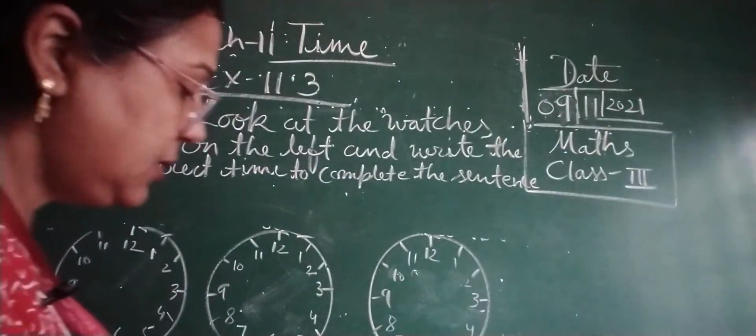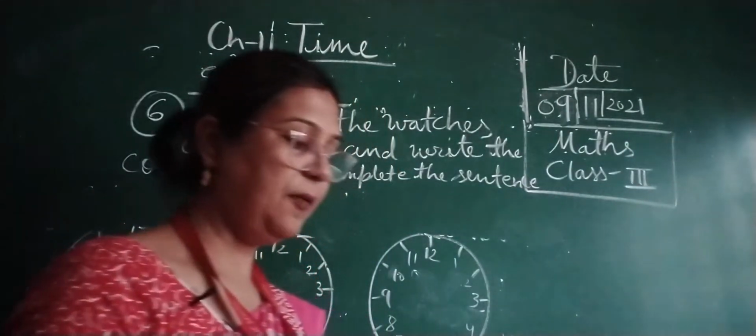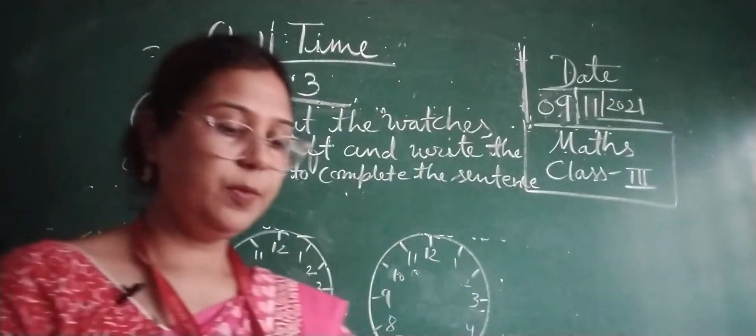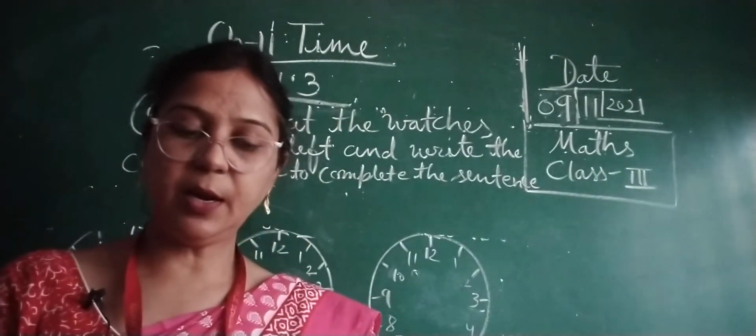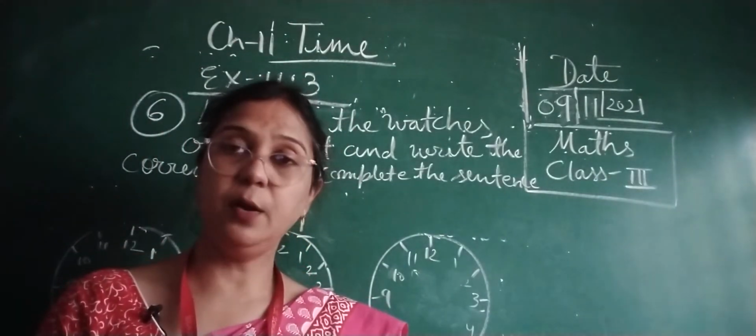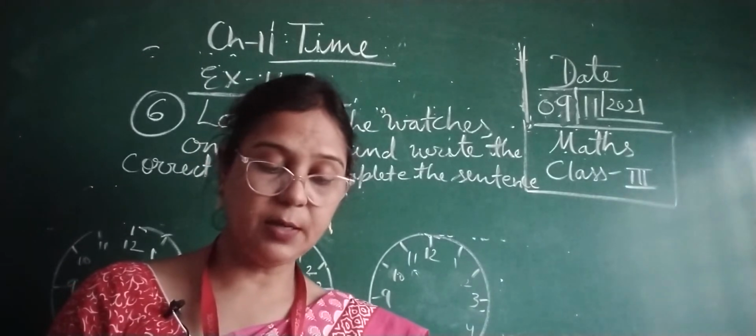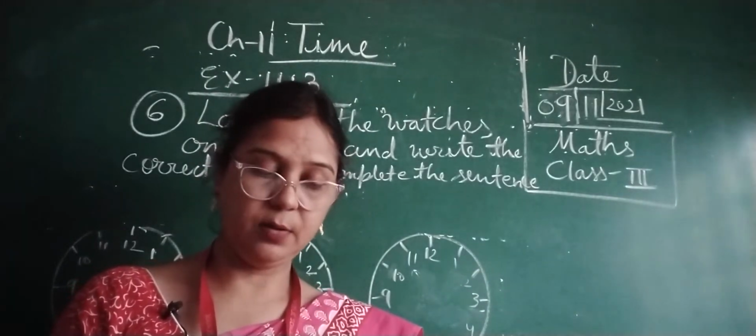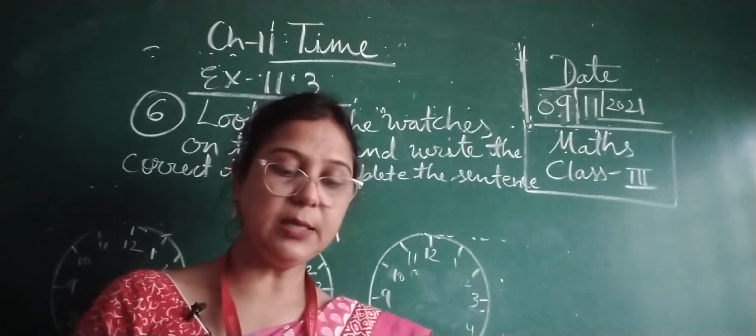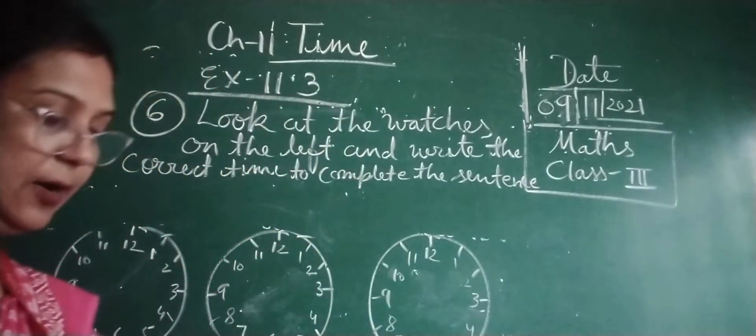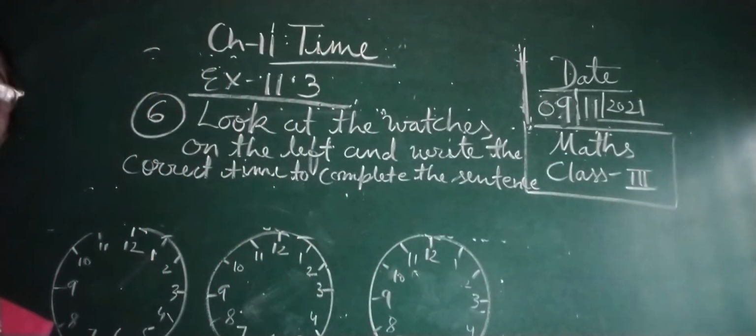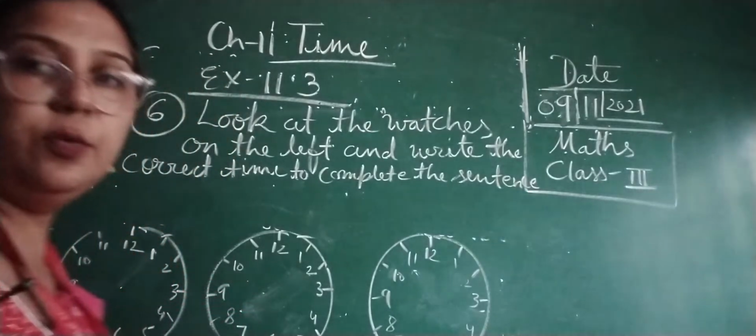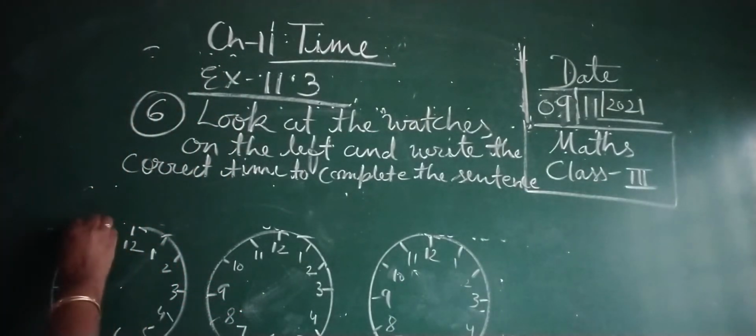So first is 3:30, which is 30 minutes after 3. That is already done. Now the second one is 30 minutes after. Now children, we are going to show it in the clock first.